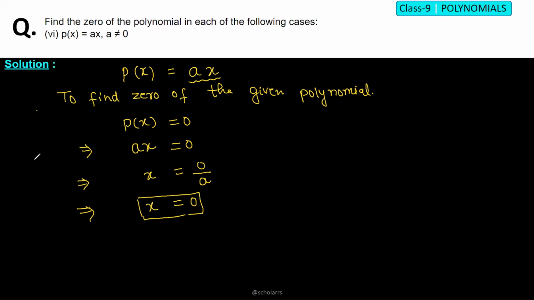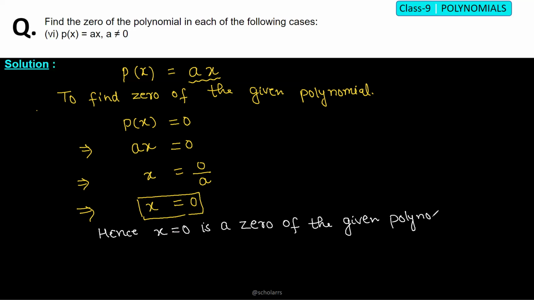So hence we can say that x is equal to 0 is a zero of the given polynomial. Right? So this is the solution of this question.